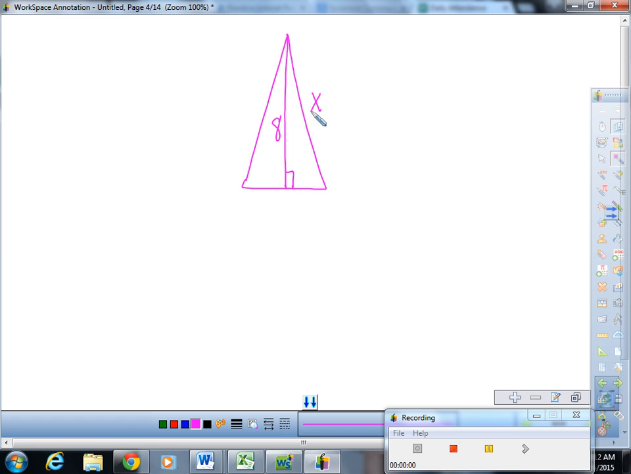Let me write this down again. This is 9-4, number 26. Okay, so we know it's an isosceles triangle, which makes this side x. How can I write the base now? If I know the perimeter is 32, that was part of the given information. Excellent, Alex.